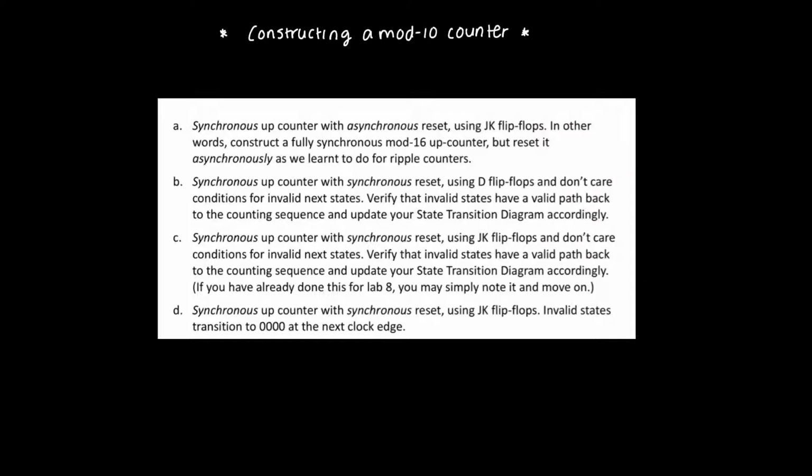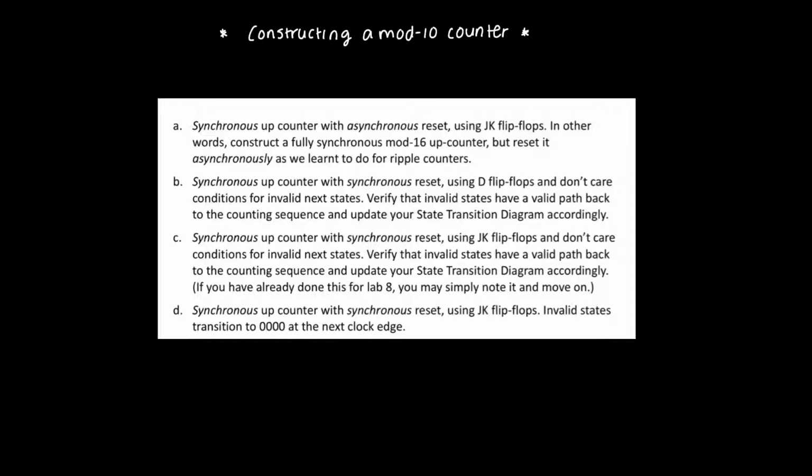What does this mean? If you cast your mind back to when we constructed our asynchronous up counter with asynchronous reset, we used the asynchronous reset method when we had non-natural mod numbers, in other words, mod numbers that weren't powers of 2. So we did a mod-9 up counter, and there are 2 videos. In one of the videos, we did it asynchronously, and in the other, we did it fully synchronously. What I'm asking here in A is a kind of hybrid of the 2, where you have this fully synchronous mod 16 up counter.